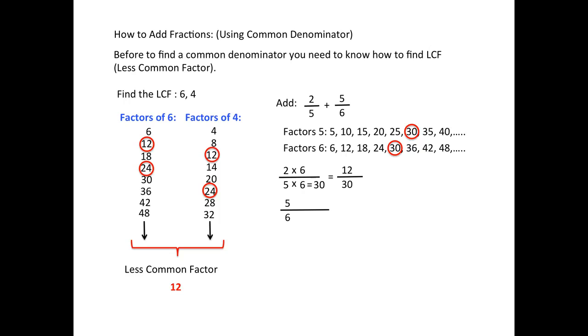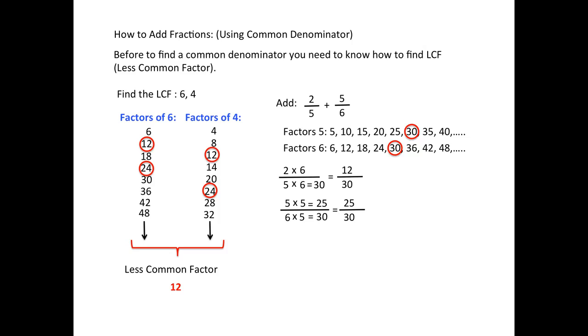You do the same thing with 5 divided by 6. To create the denominator 30 in this example, you need to multiply 6 by 5. If you multiply the denominator by 5, you need to multiply the numerator by 5. In this case, 30. In this case, 25. And the fraction now is 25 divided by 30.